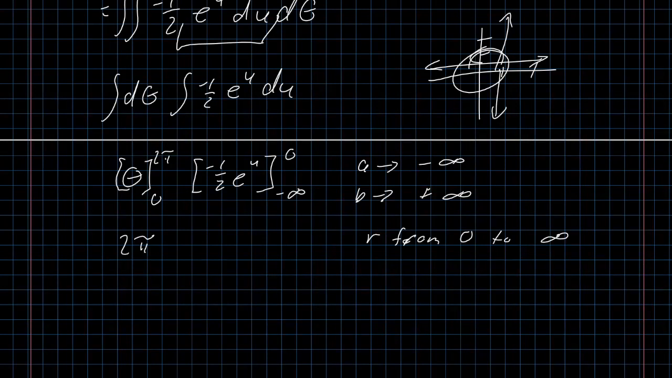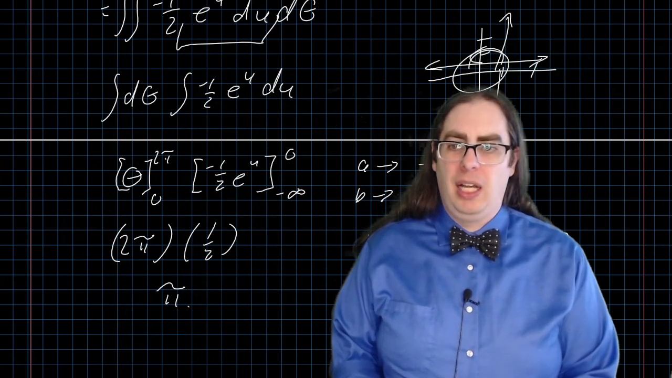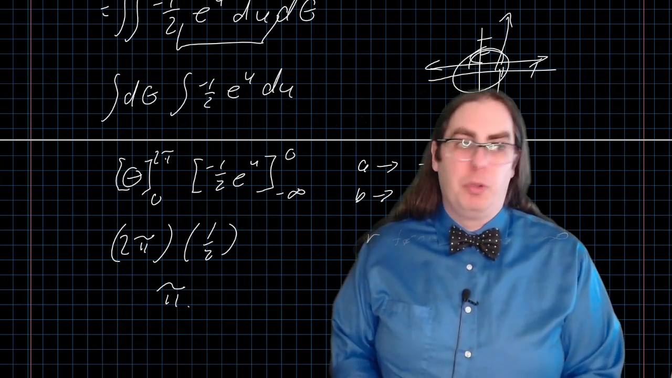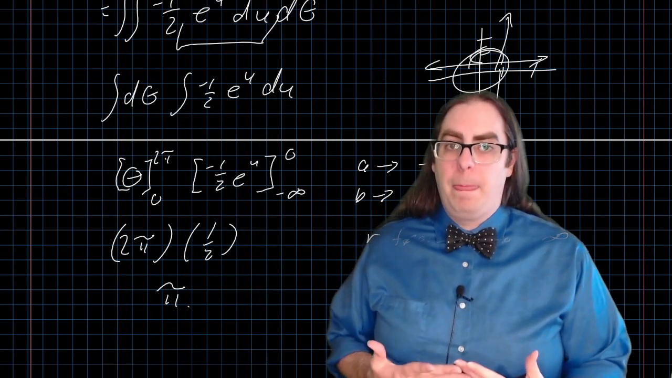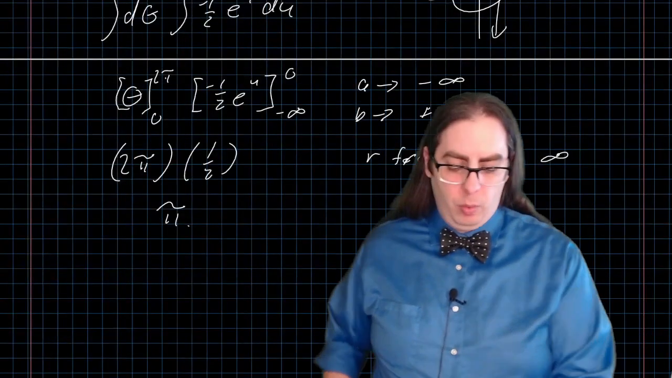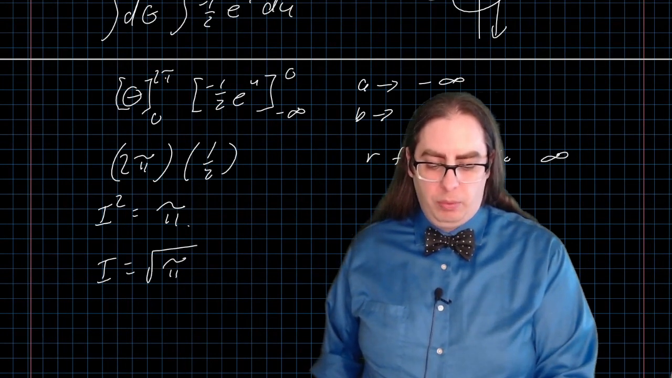So we get 2 pi. E to the 0 is 1, e to the minus infinity is 0. So we get 2 pi, we get a 1/2, and we end up with pi as our result there. All right, so a fun little trick out of statistics that I like showing and playing around with. There's still one more step because this is I squared. I itself is going to be the square root of pi.